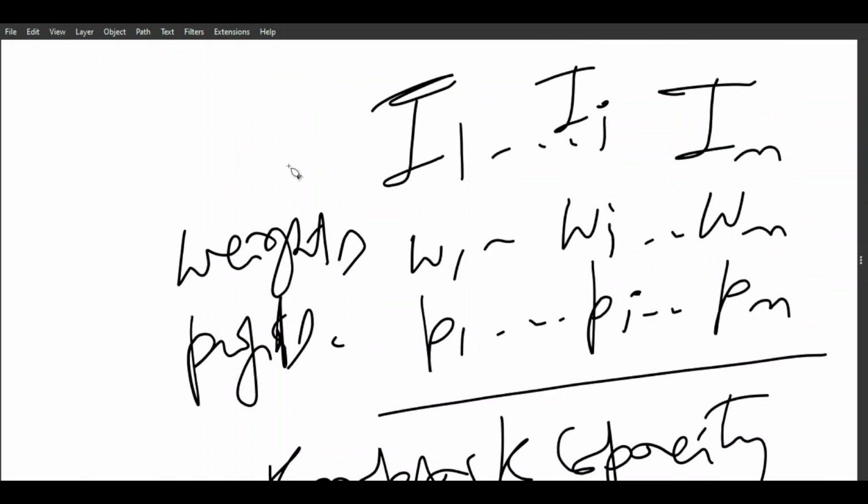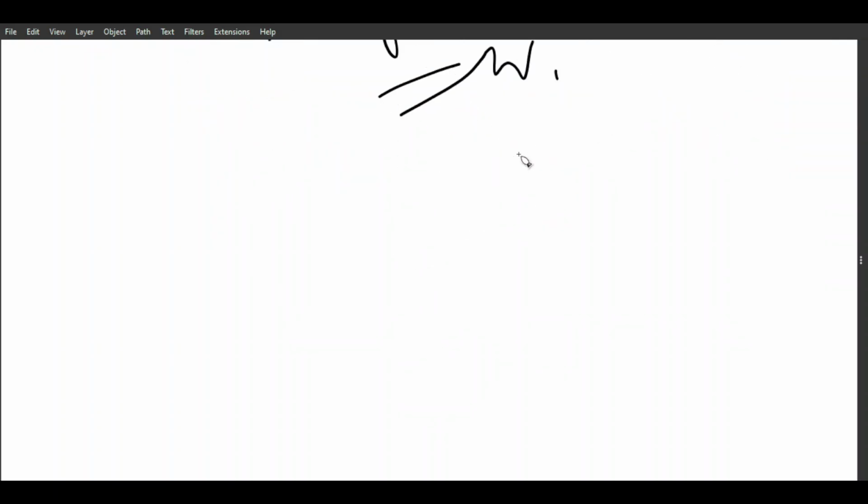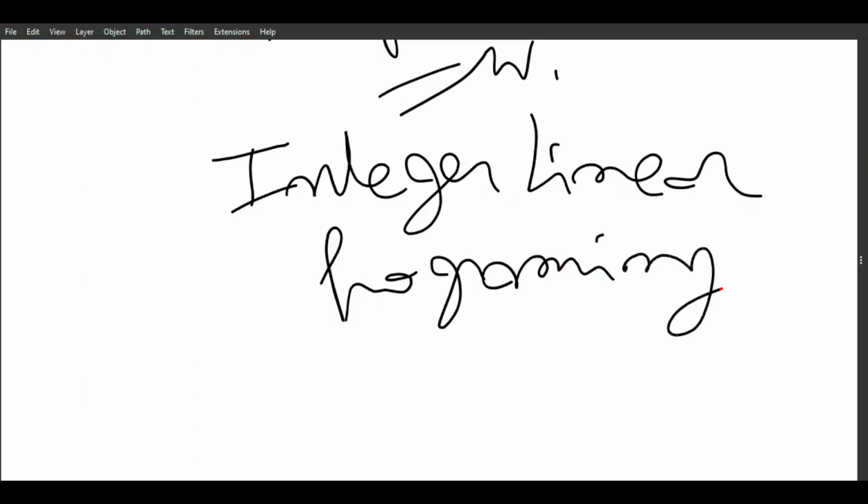So now the problem is very similar. We have to select items that fit in the knapsack having capacity capital W such that profit is maximized. So once again we can write a formulation. Earlier we wrote a linear programming formulation. Now we write an integer linear programming formulation, ILP, and this will be used later in approximation algorithms also.